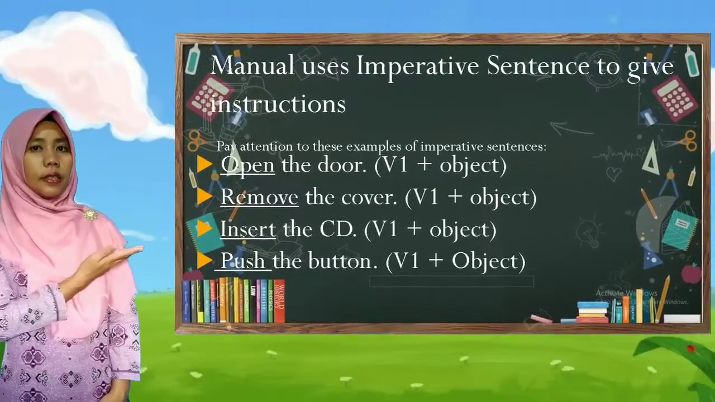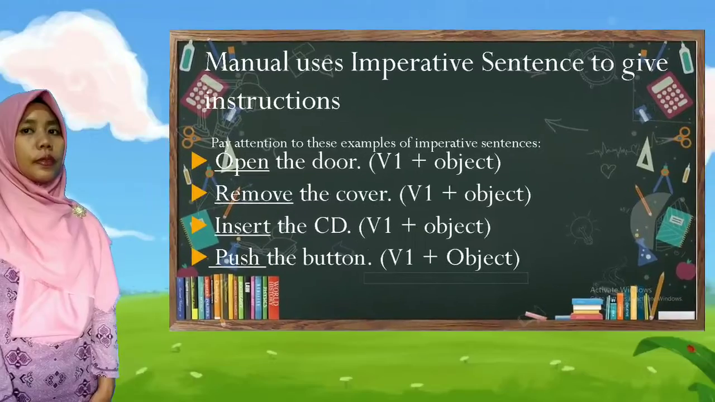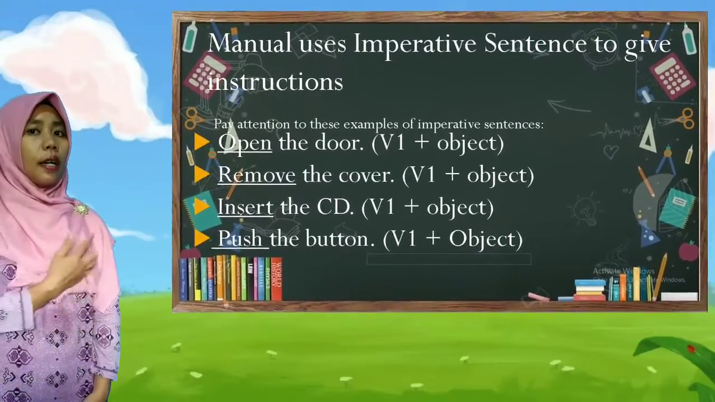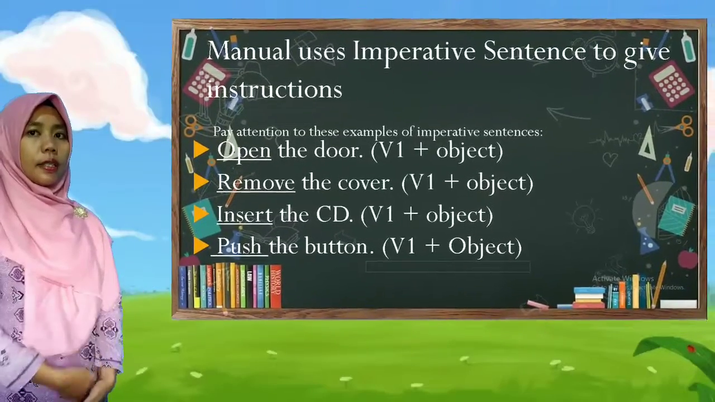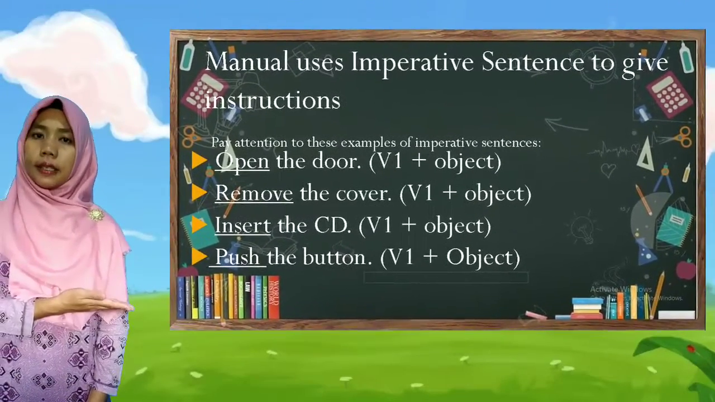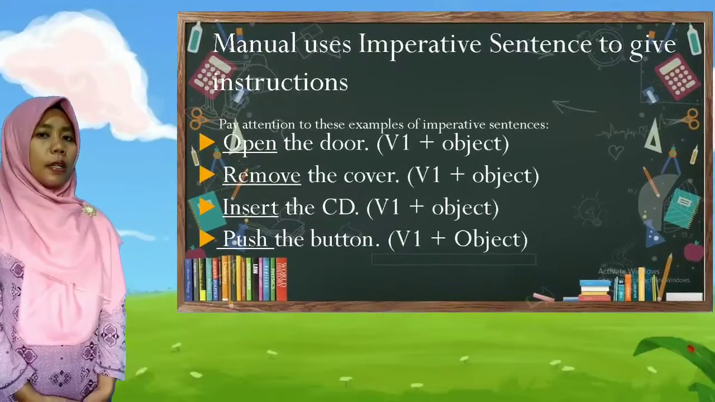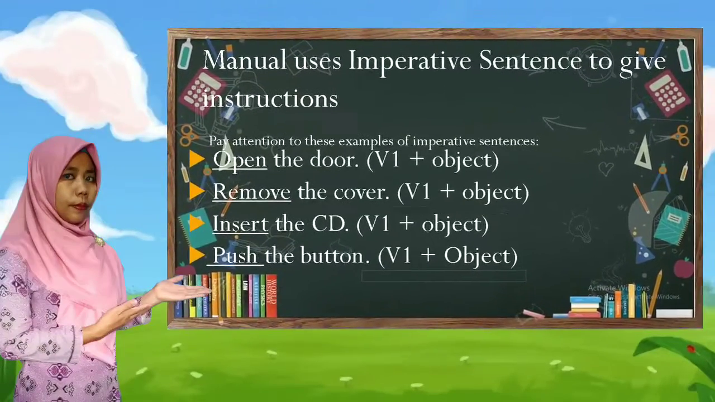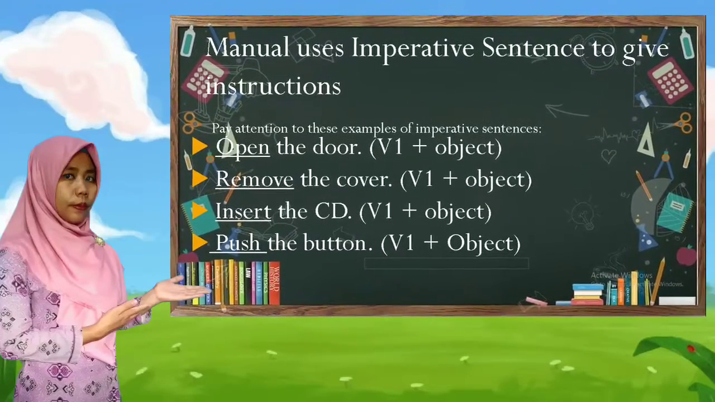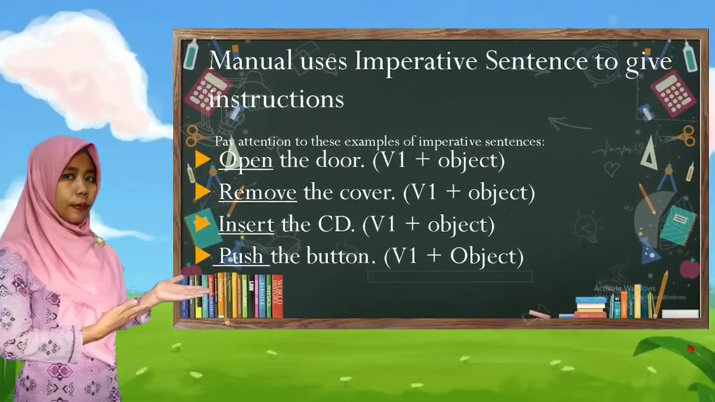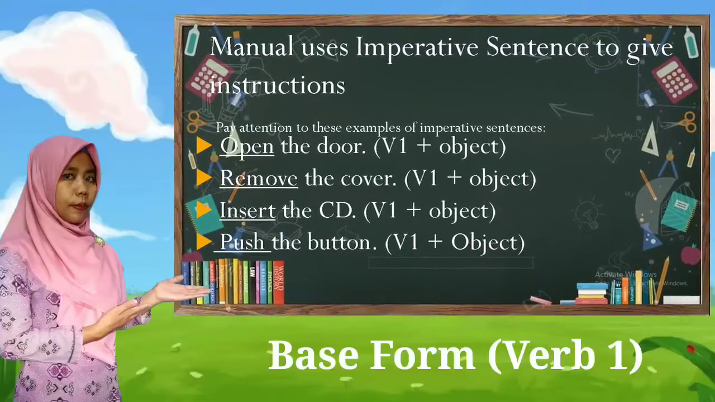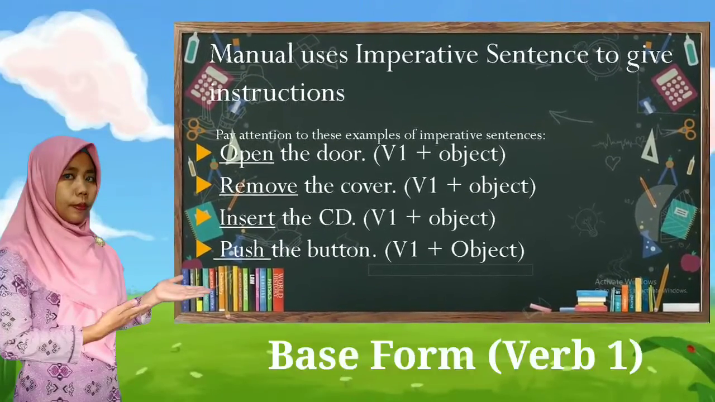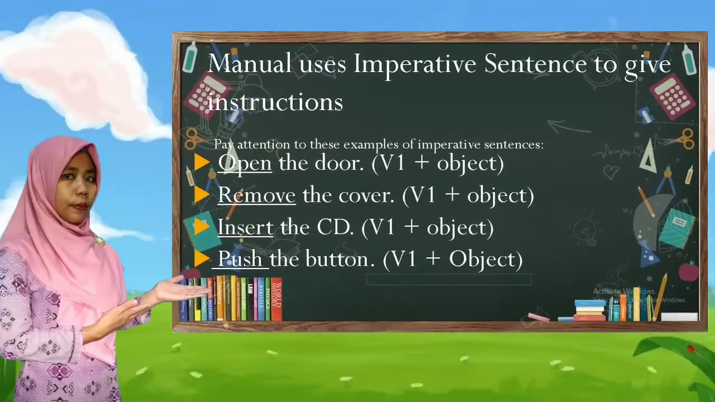Pay attention to these examples. Open the door. Remove the cover. Insert the CD. Push the button. From these examples of imperative sentences, we can see that the form of the verb used for the imperative is the base form of the main verb, or verb 1, which is used without a subject.